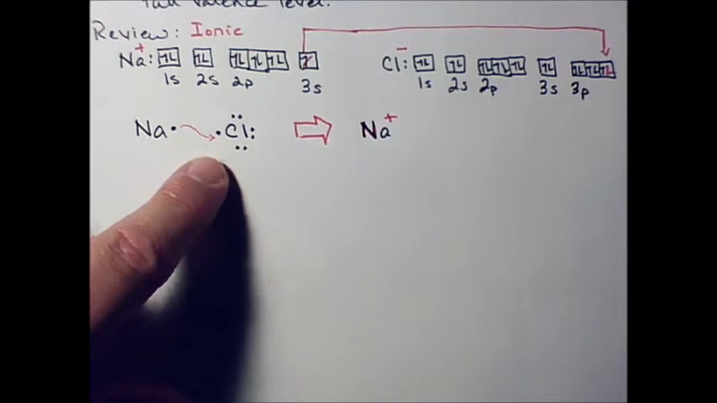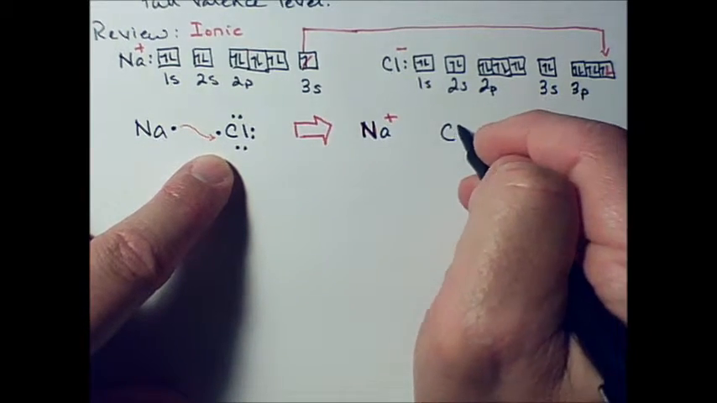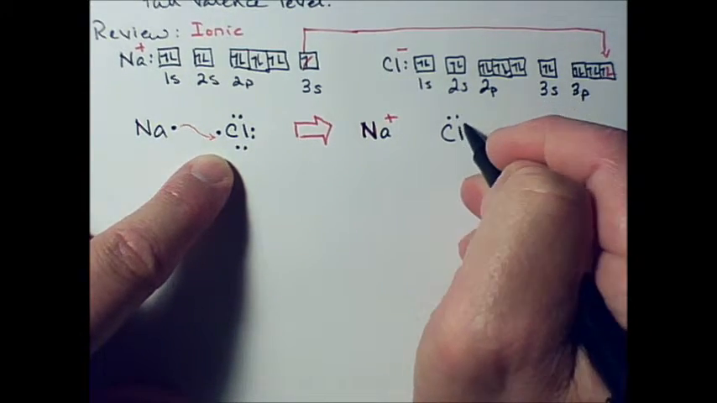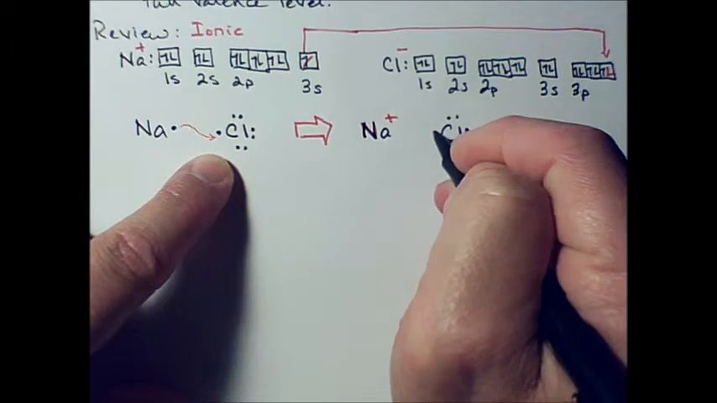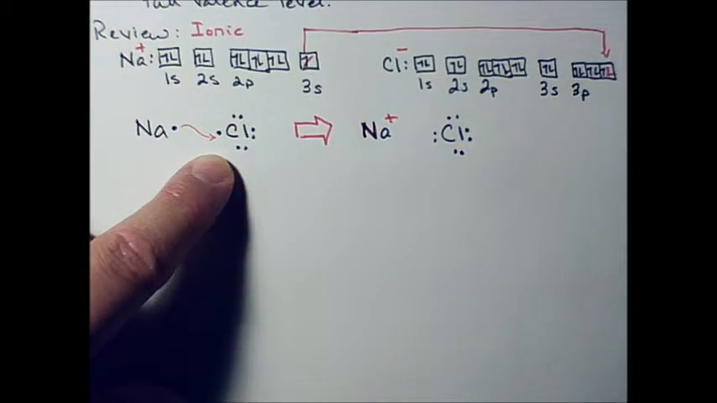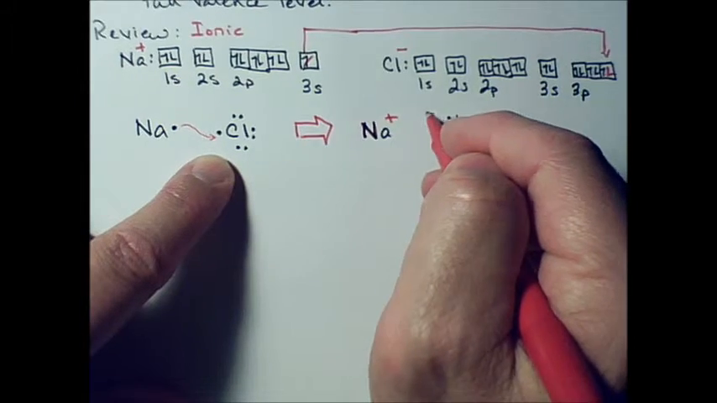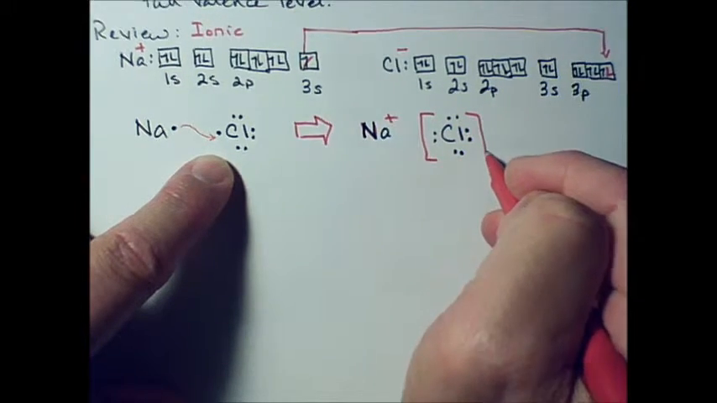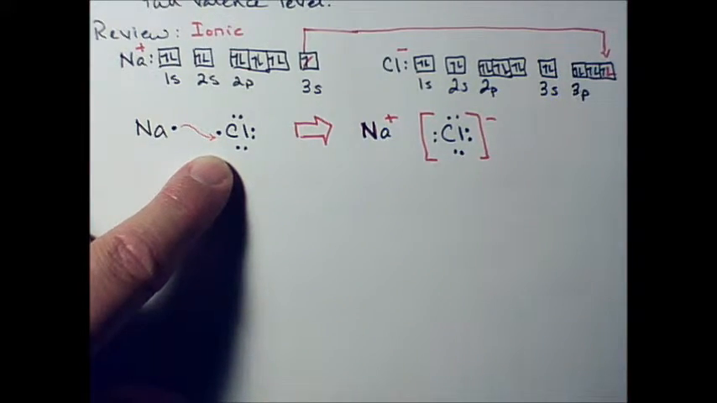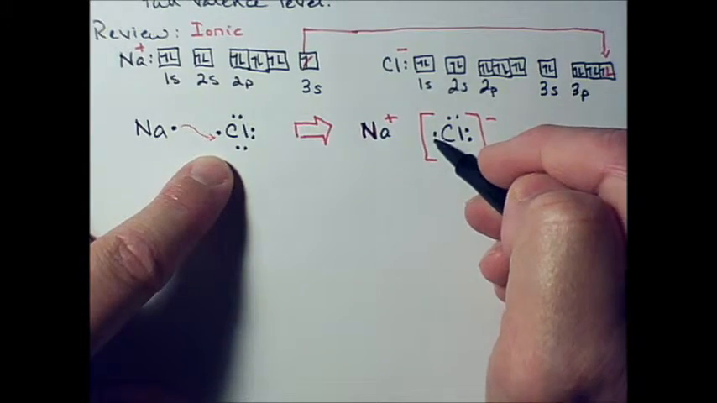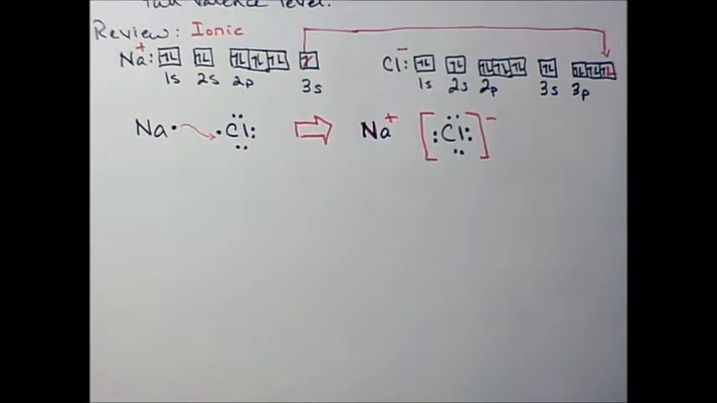And since this chlorine gained an electron, the result is that we don't have 7 electrons, we have 8. So it's negative. And we just put a bracket around it to show that that charge applies to the whole monoatomic ion of chlorine. Okay? So that's the way we did things for ionic bonding.